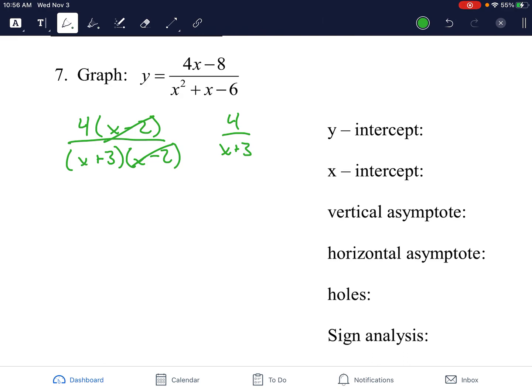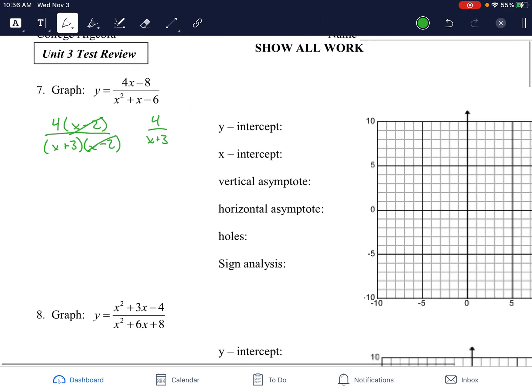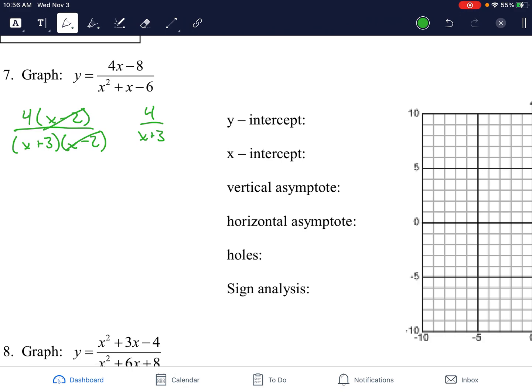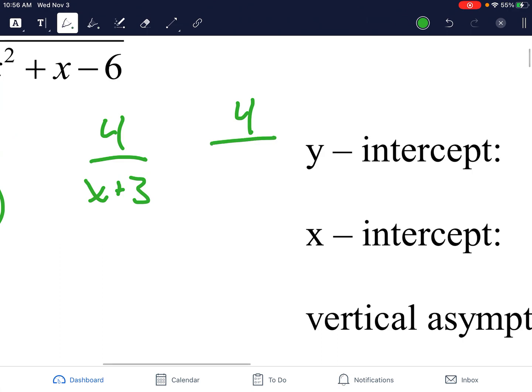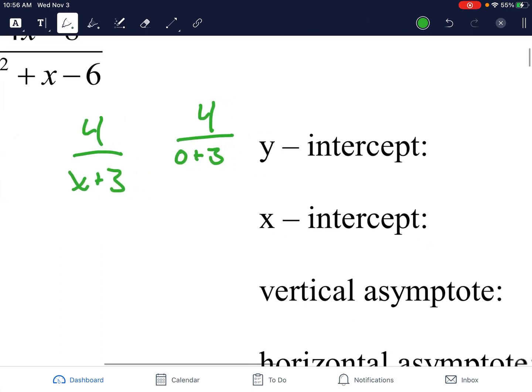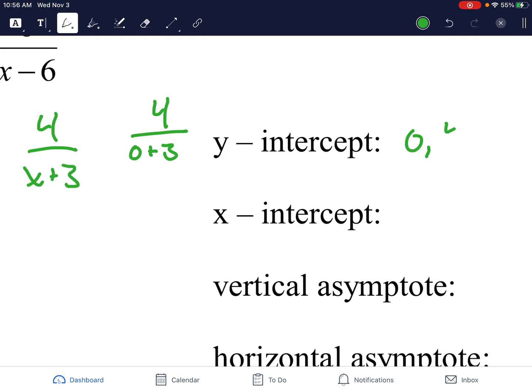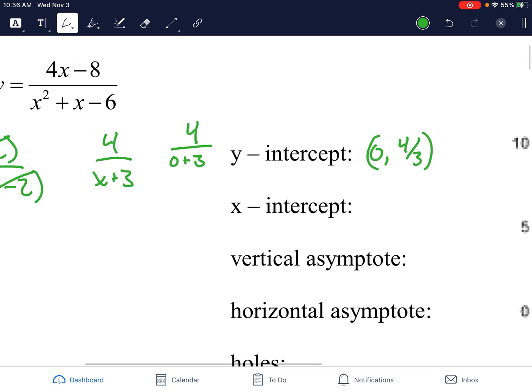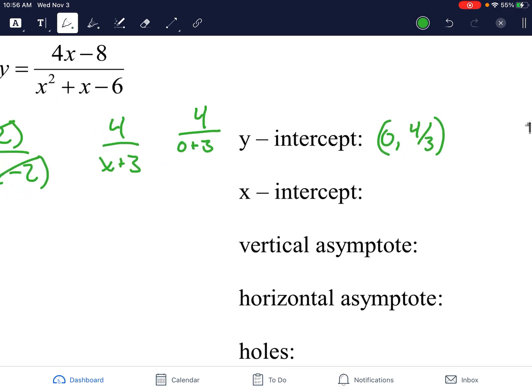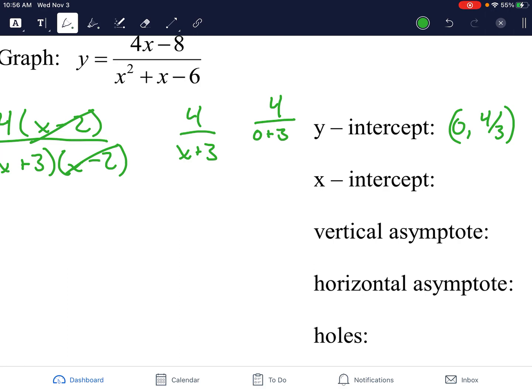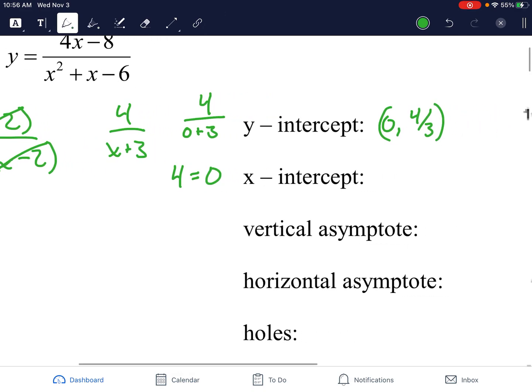All right, now getting into the pieces. To find the y-intercept, we put zeros in for the x's. We're going to get 4 over 0 plus 3, which just gives us 4 over 3. So we'll write this as a point, 0, 4 over 3. We'll put those things on the graph a little bit later on. For the x-intercept, we take the numerator of 4 and set it equal to 0. Well, in this case, 4 equaling 0 is not a true statement, which means there is no x-intercept.